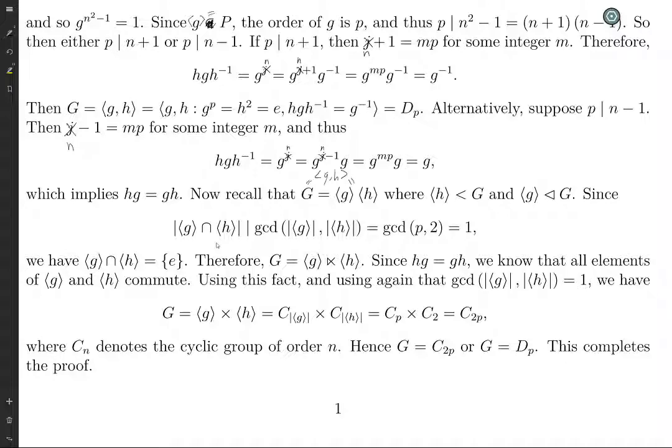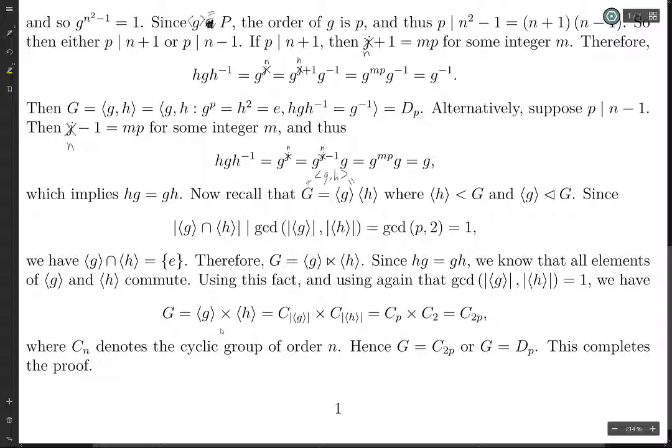So if you have G equal to a product of two groups and the intersection of these two groups is trivial, then G is a semi-direct product of these two groups. And furthermore, since hg equals gh, we know that all elements commute, and therefore we can write G as a direct product of these two groups. But if we do that, then G is equal to the group generated by g direct product with the group generated by h, which is just Cp direct product with C2.